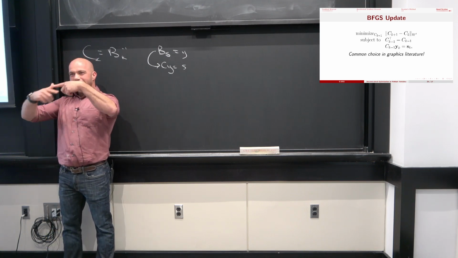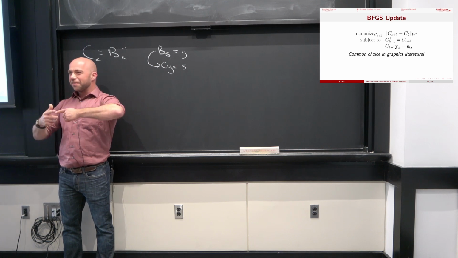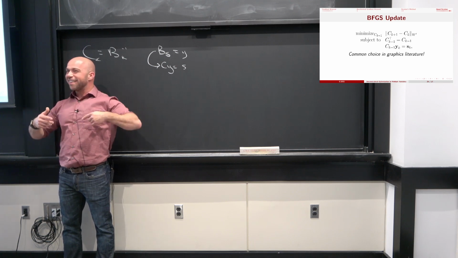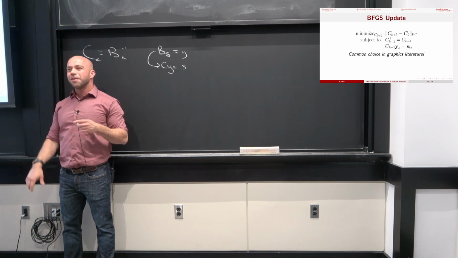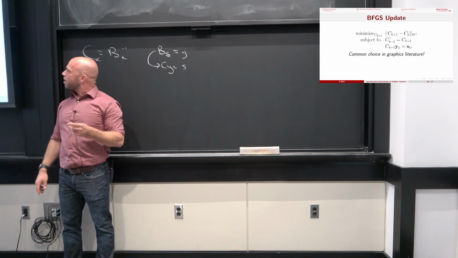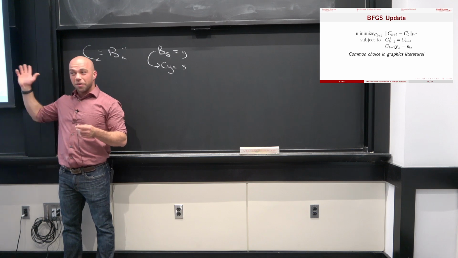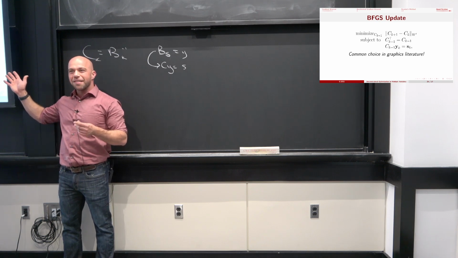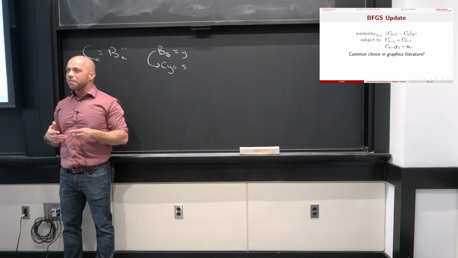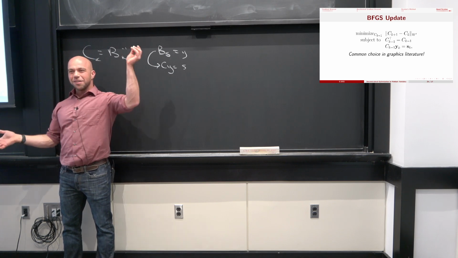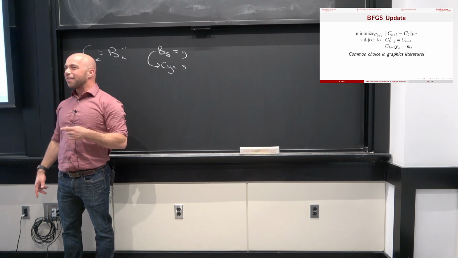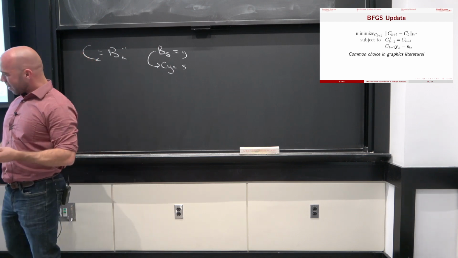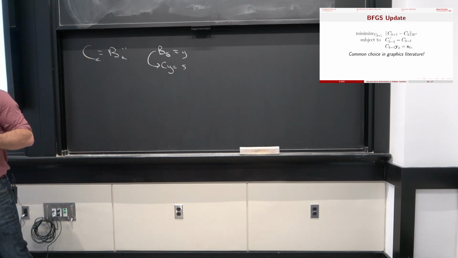DFP says I want the Hessians to not change very much. BFGS says I want the inverses of my Hessians to not change very much. These are different optimization problems. They both have the same order of convergence theoretically, but this one tends to be a little bit more stable, so this is the choice that almost everybody uses in practice. If you download the SciPy optimization library and you give it a function and a gradient, you just take the default, this is probably what it's doing. Just FYI, in the computer graphics literature, this is what everybody uses.